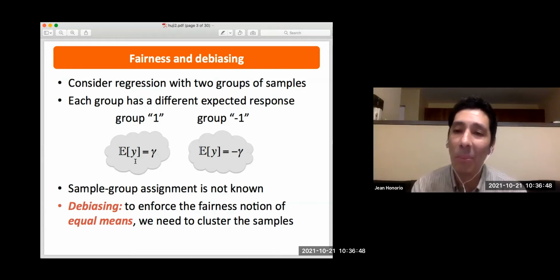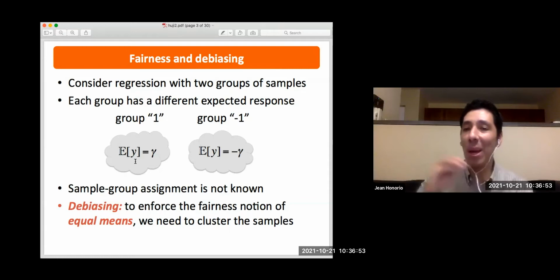samples to the two groups that we have at hand, right? So then we will have to do some sort of clustering at the same time we are doing the regression. We are trying to solve the regression problem.